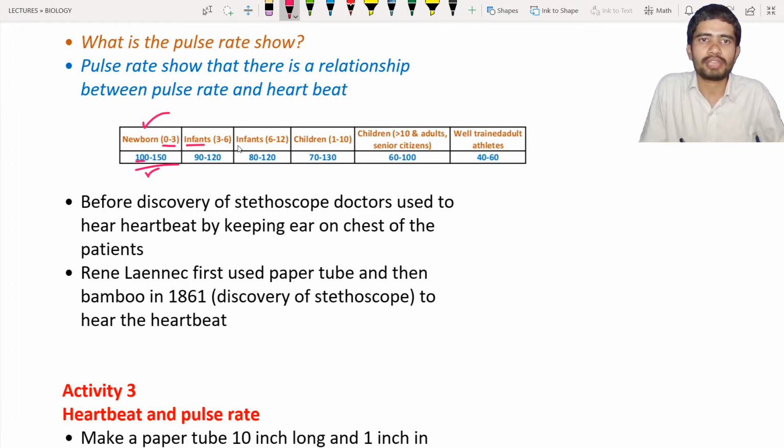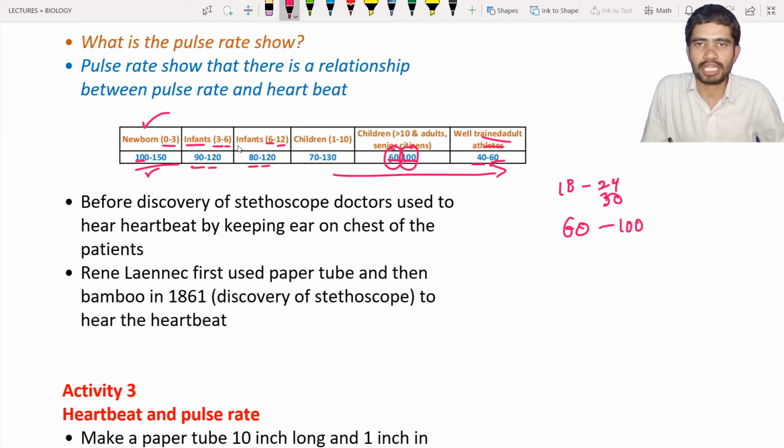So next is the infants. Infants means children belonging to 3 months to 6 months and so on, or 3 years to 6 years. They have around 90 to 120, and next, 6 to 12 years, they have around 80 to 120 and so on. If you go on seeing here, the heart rate is changing with age. Children above 10 years will have around 60 to 100 heartbeats. Adults means the age around 18 to 24 or 30 and so on. In this age, their heartbeat will be around 60 to 100 times per minute. And well trained athletes, meaning people involved in sports, will have a heartbeat of around 40 to 60 times per minute.